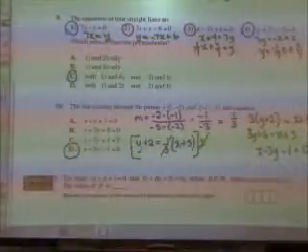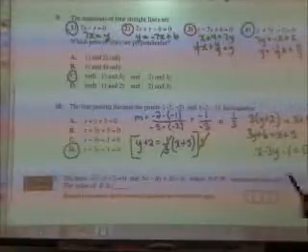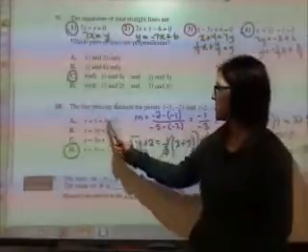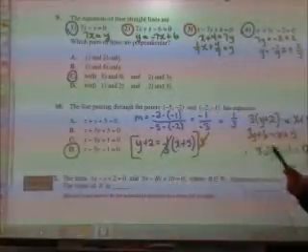There is another way that you could do this question. You could plug these points in and see which one of these lines is true. But you'd have to check both points. So you could do that as well.